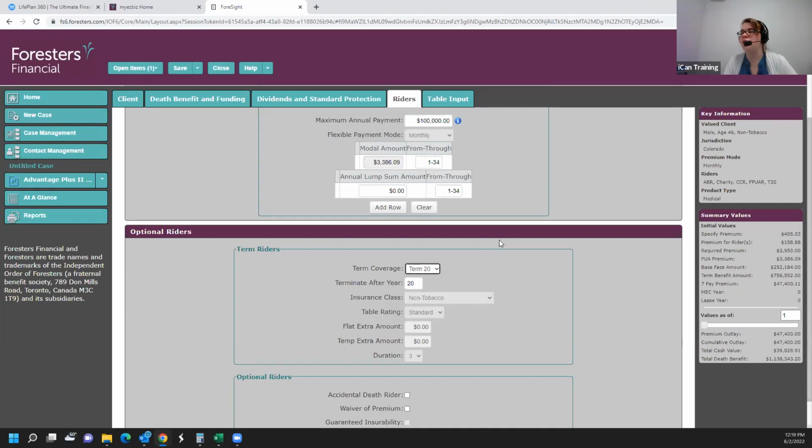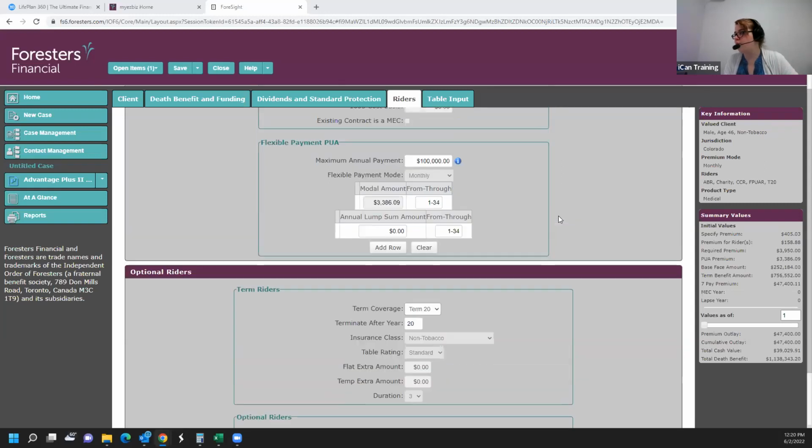Reasons to not put on a 20-year term is if they are older, and the cost factor would start to deplete their cash value. Definitely take into account the age of their kids. You want to make sure that their kids are grown before that is expiring. So there are reasons to use a 10-year term. I generally default to a 20-year term.